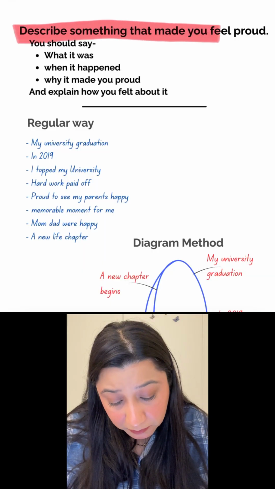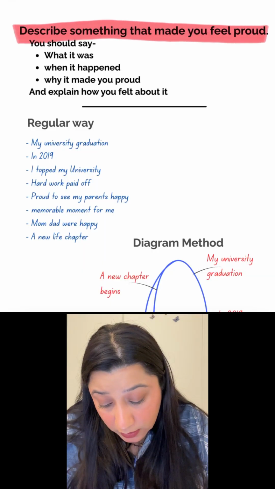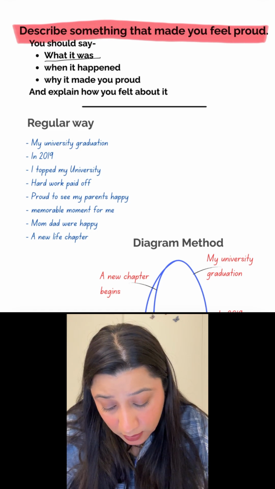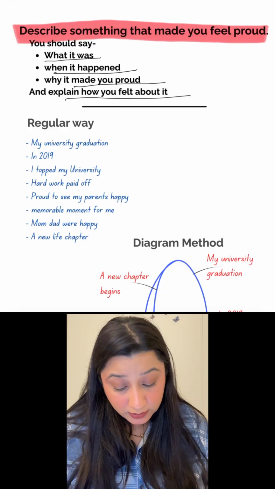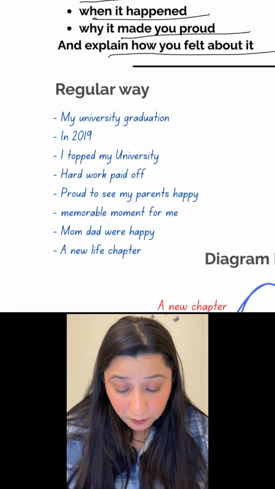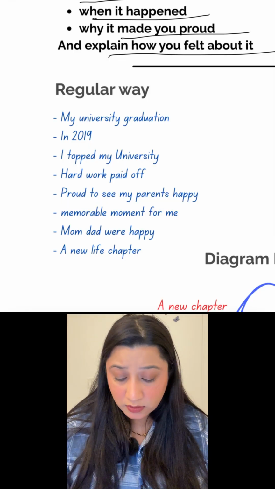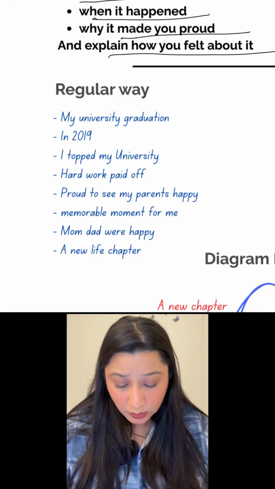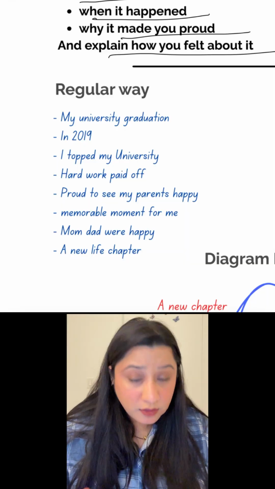describe something that made you feel proud. Now, it says what it was, when it happened, why it made you proud, and explain how you felt about it. Now, when you're solving such questions in general, you make points like this, for example, my university graduation, 2019, I topped, hard work paid off, proud to see my parents happy, and so on.